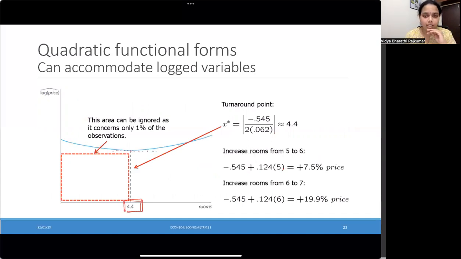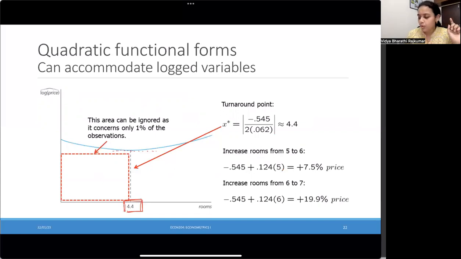You can go ahead and find that out using calculus. At about 4 rooms or so, once you cross the threshold, every additional room that you have is actually going to increase the house prices. But before that, house prices are falling. And that is not a very realistic story that we hear.